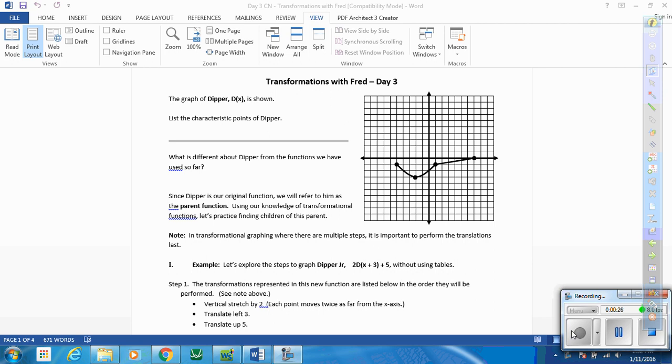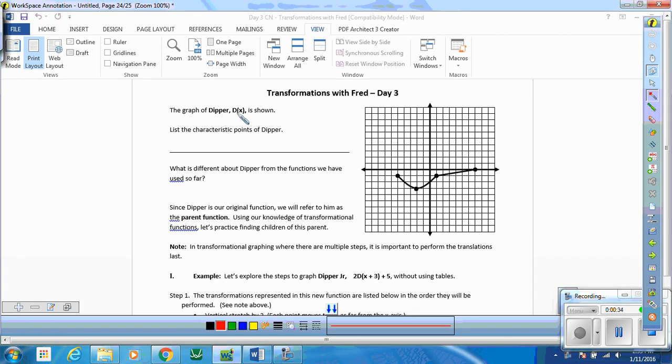Or what happens when we do shapes that aren't just straight lines, but actually do have curves? Those are some of the things that we're going to discuss today. So today we are dealing with D of x, Dipper. Kind of looks like a little dipper, like the constellation. Let's talk about our characteristic points. We want to find our characteristic points.